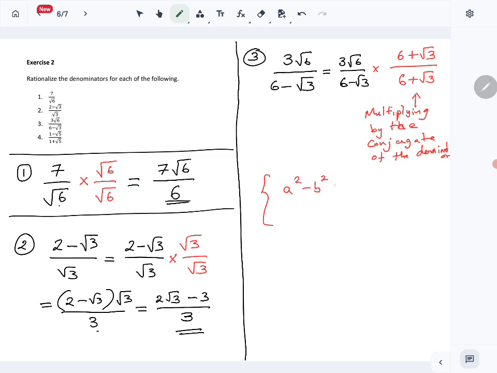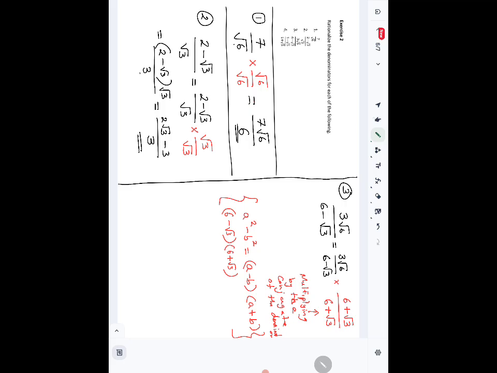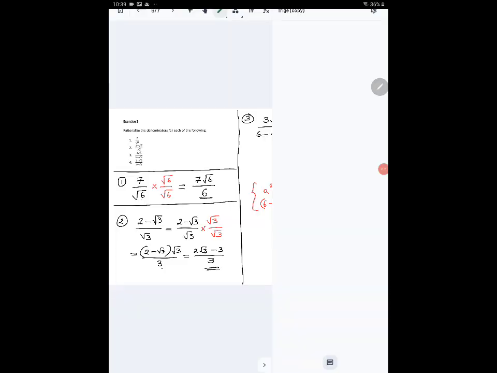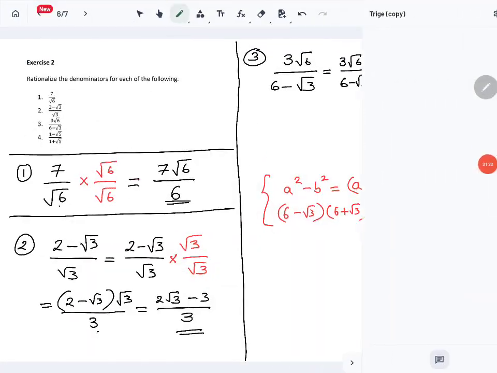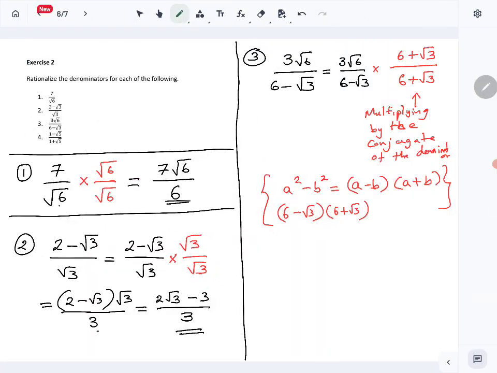Remember this a squared minus b squared formula. That is what? Difference of squares: a minus b times a plus b. So here look, what do we have in the denominator? 6 minus root 3 times 6 plus root 3. So this follows the difference of squares formula. A is like 6, b is like square root 3. So a minus b times a plus b.